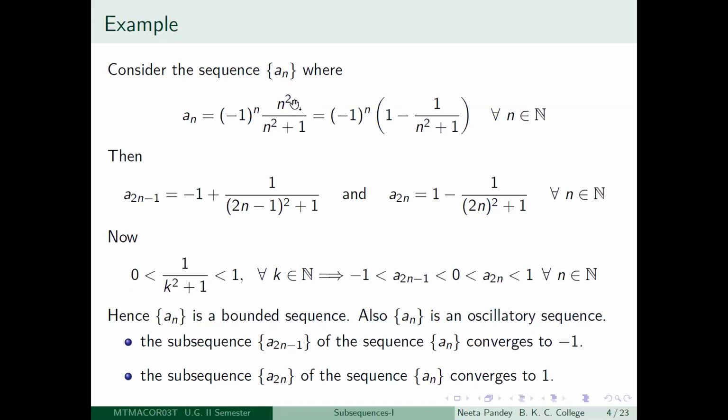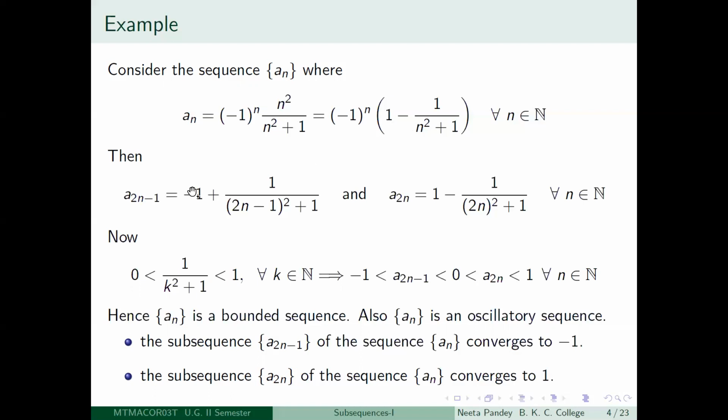Just write the numerator as n squared plus 1, in this particular case n squared plus 1 minus 1. So whatever your denominator is, you write that whenever it is possible, and add or subtract a constant as the case may be. So here we get n squared plus 1 minus 1, so that n squared divided by n squared plus 1 becomes equal to 1 minus 1 by (n squared plus 1). And there is a (-1)^n multiplied to it.